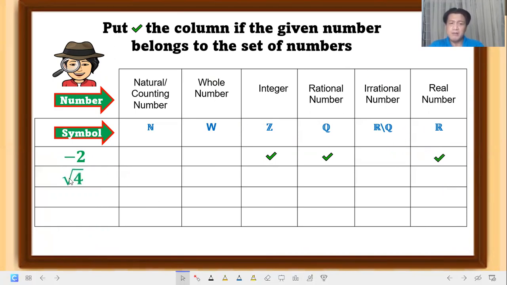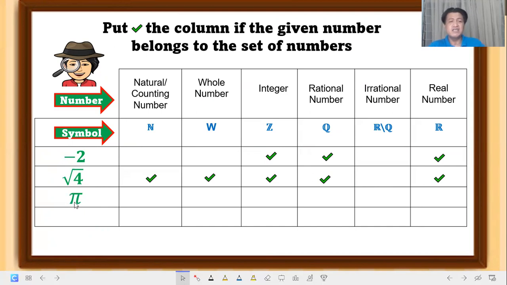Square root of 4. Okay, remember, paano ko malalaman? Kapag in-square root natin to, 2 ang value. Remember, this is a perfect square. Kaya nga siya, counting number po yung 2. Okay, whole number din siya. Integer din siya. Siyempre, rational siya. And irrational ba siya? No. Real number siya. Okay? Next, we have this pi.